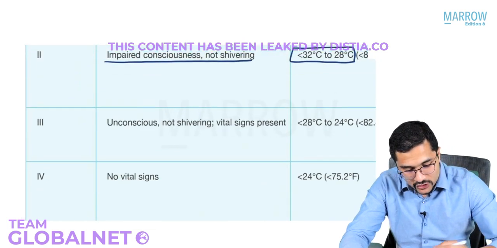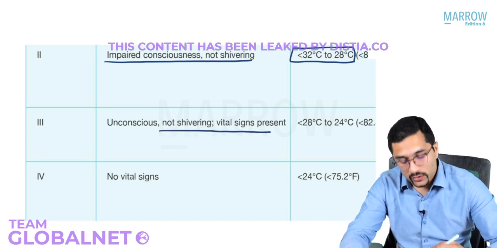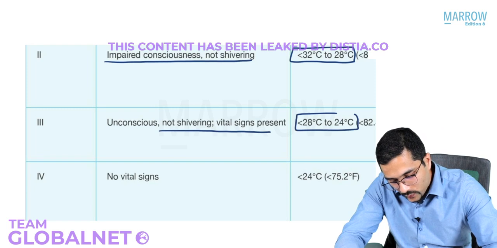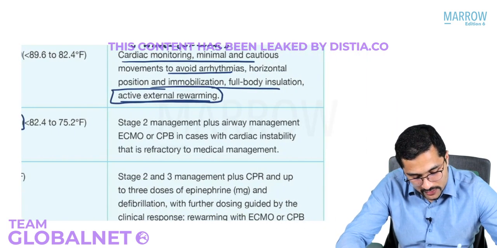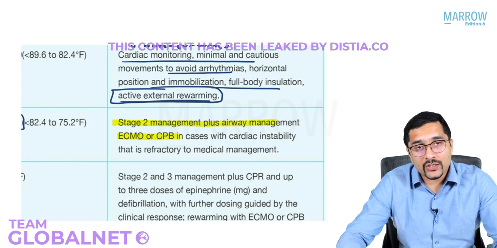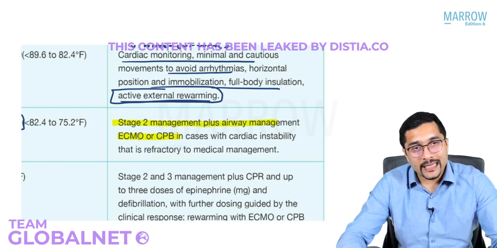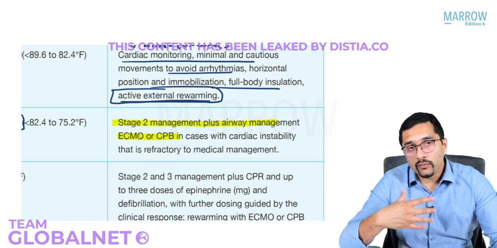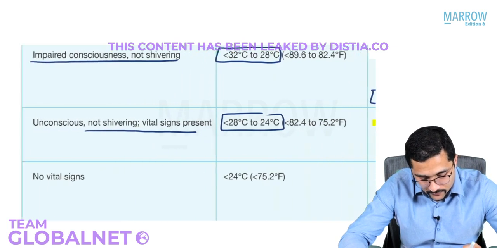Stage 3 is when the patient is unconscious and no vital signs are present. No shivering is also there. This is between 28 to 24 degrees. And here the treatment is like stage 2, plus we put the patient on ECMO. ECMO is extracorporeal membrane oxygenation, or we put the patient on a cardiopulmonary bypass machine.